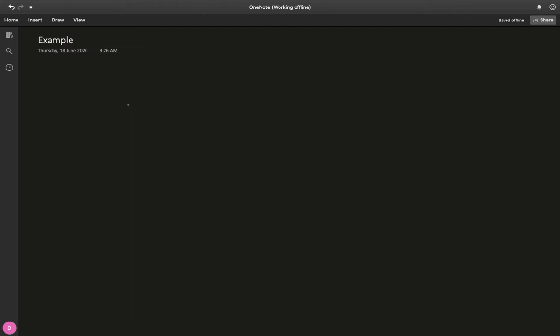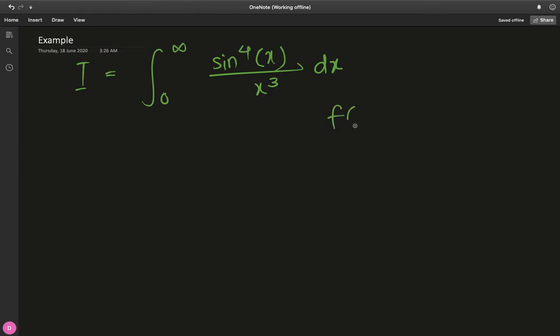Now, it's actually time to apply this property. So say we have an integral, let's call it I, from 0 to infinity of sine to the fourth of x divided by x cubed dx. So according to our property, our f of x here, not t, doesn't matter what variable we have, is sine to the fourth of x, and our n is equal to 3.